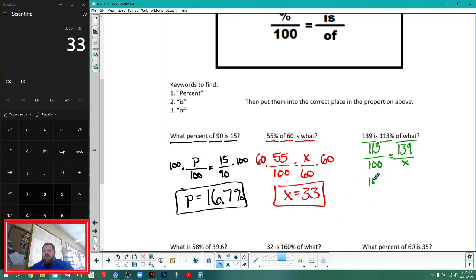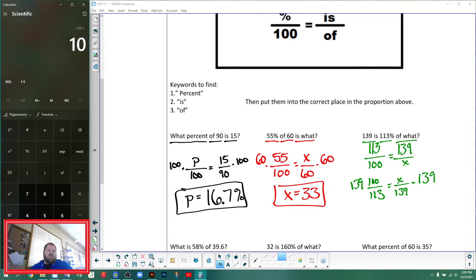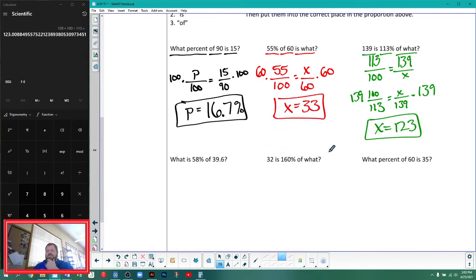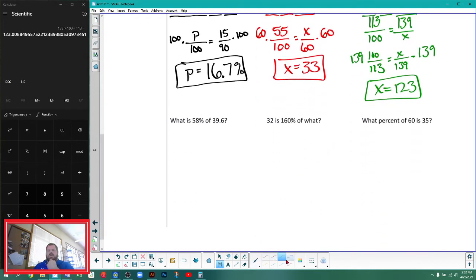So we're going to go 100 over 113 equals x over 139. Multiply both sides by 139. And it looks like we're going to be dealing with some bigger numbers here. 139 times 100 divided by 113. 123, pretty much on the dot. Okay, let's go ahead and keep looking. Getting a lot of practice today, that's good.